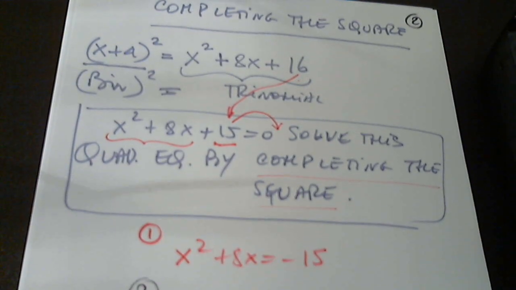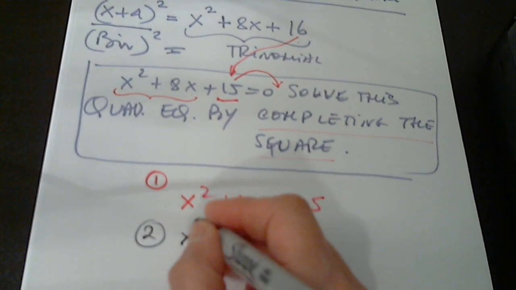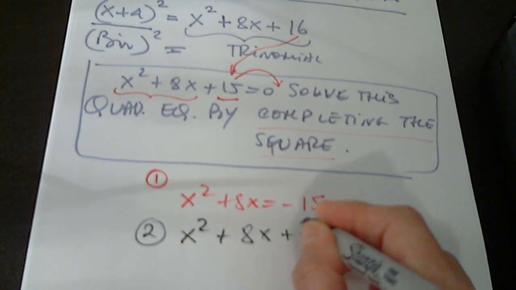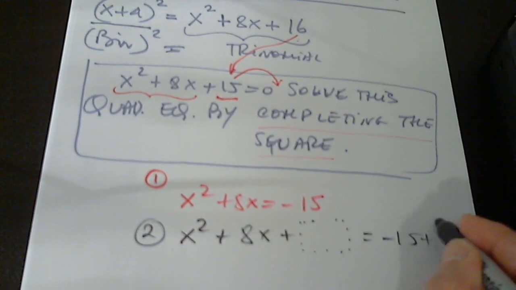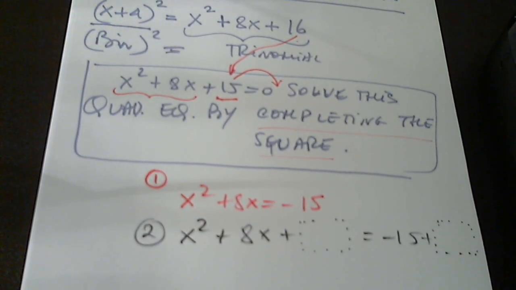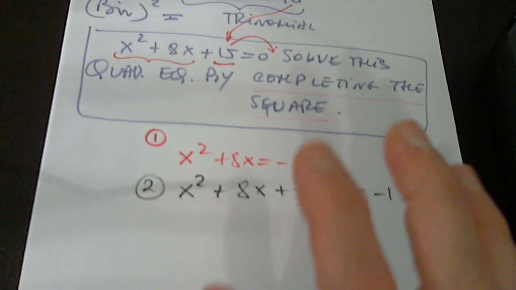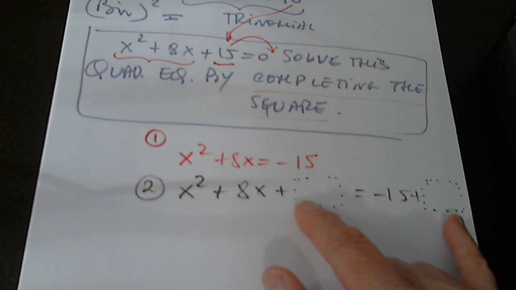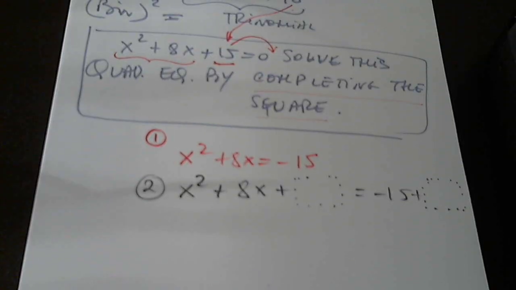In step number 2, I'm asking myself, what should I add to both sides? And then I'll show you the shortcut. Bear with me, I want to explain the method, and then I will show you the shortcut for the completing the square method. So the left-hand side is this, the right-hand side is this. I want to add to both sides the same quantity.